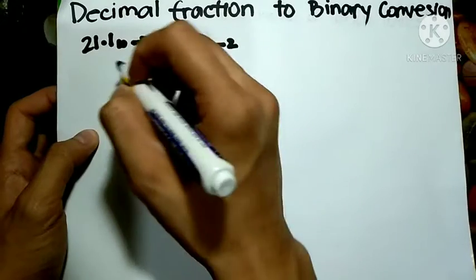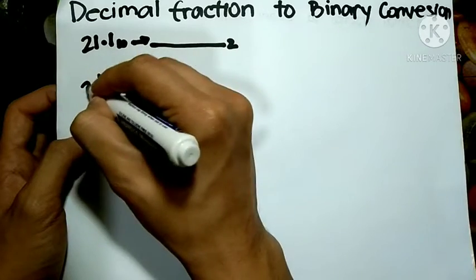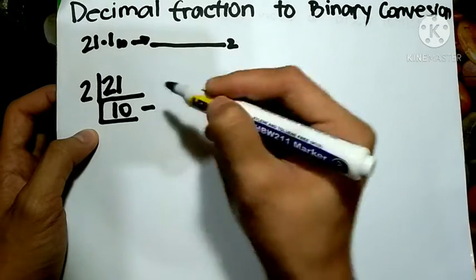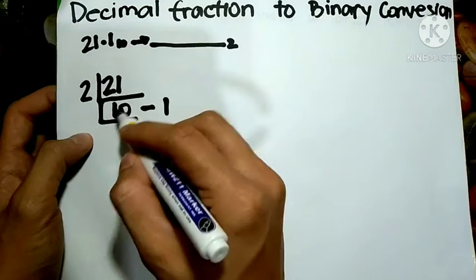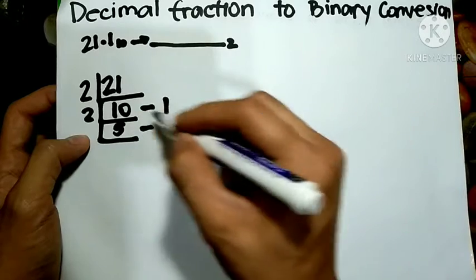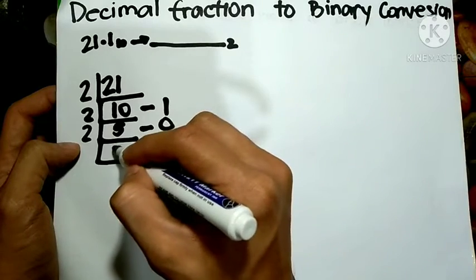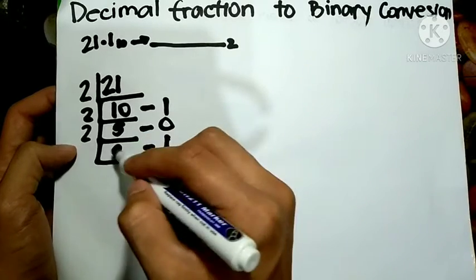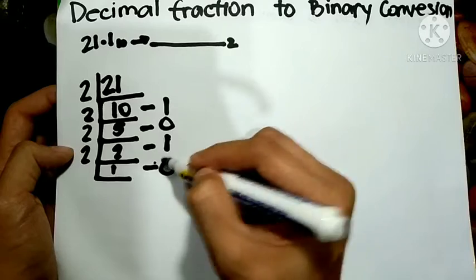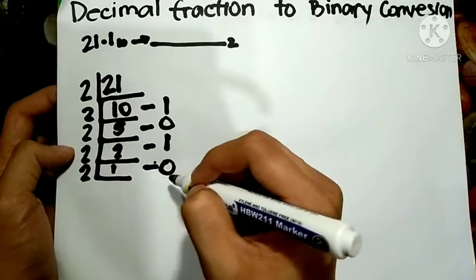So first, let's divide this 21 by 2. So 21 divided by 2 is equal to 10. Remainder is 1. So 10 divided by 2 is equal to 5. Remainder is 0. So 5 divided by 2 is equal to 2. Remainder is 1. Then 2 divided by 2 is equal to 1. Remainder is 0. Then 1 divided by 2 is equal to 0.